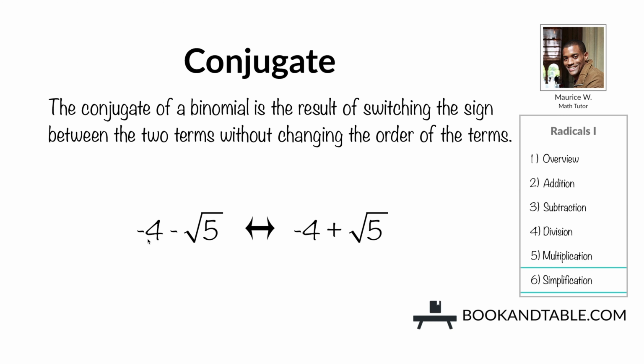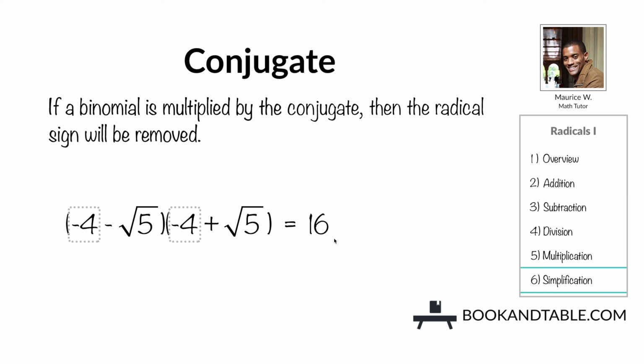If this term were negative, same thing, you leave the negative sign, but you change the one between them, from negative to positive. So the one in front stays, the one between them changes. Now, why is this important? If a binomial is multiplied by the conjugate, then the radical sign will be removed. So this is how we're going to remove the radical sign from the denominator of a fraction.